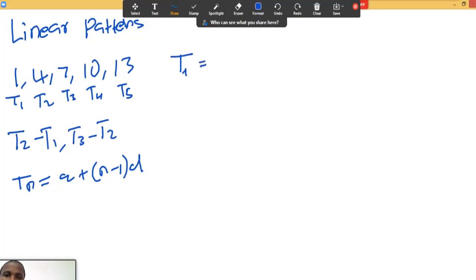T1 is always equal to a. The difference is what we look at with these two terms here. The difference can be t2 minus t1, and the difference will be the same if it's linear. So t3 minus t2 should be the same as t2 minus t1.